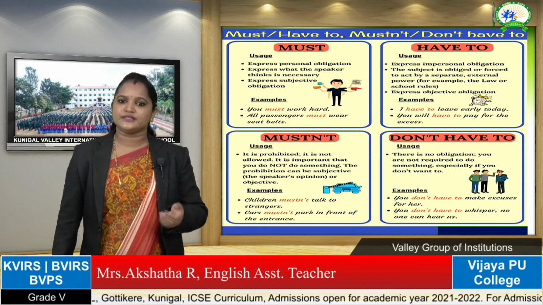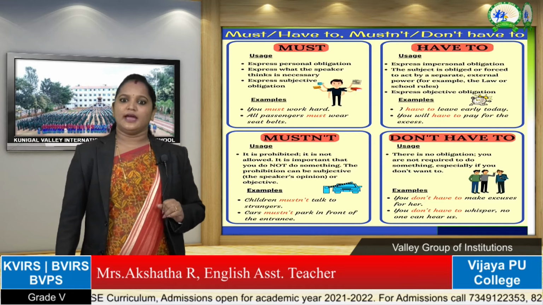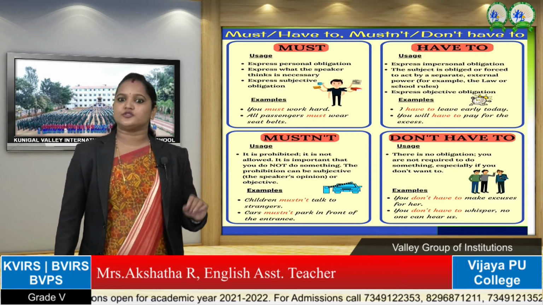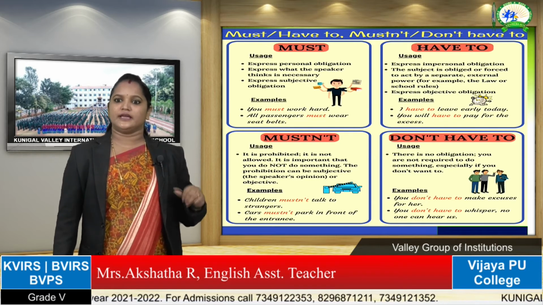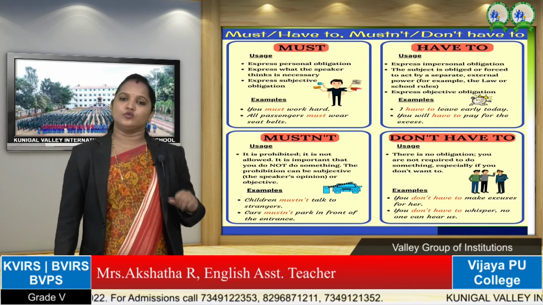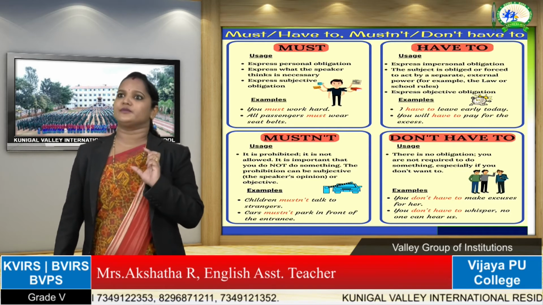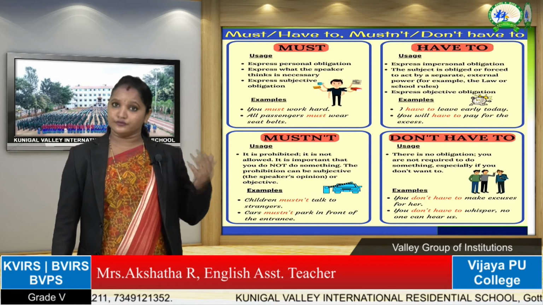When you have to do something, for example, to express impersonal obligations, the subject is obliged or forced to act by an external power, for example, the law or school rules. From the law or from the school or from the office, the company, they give some rules and regulations for you to follow.